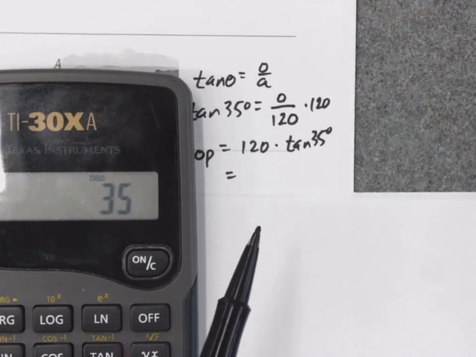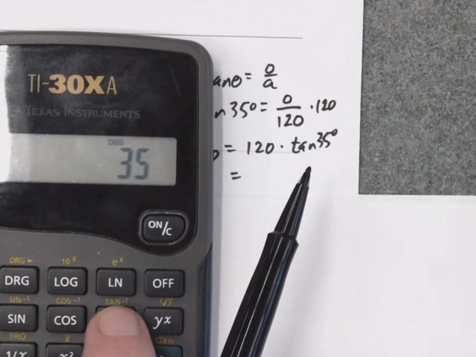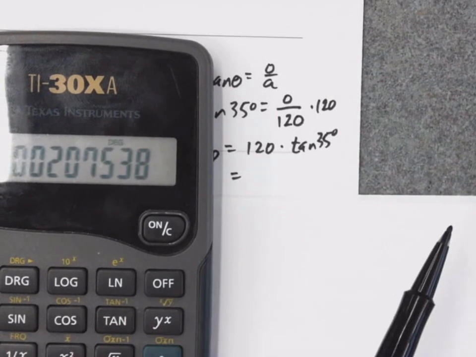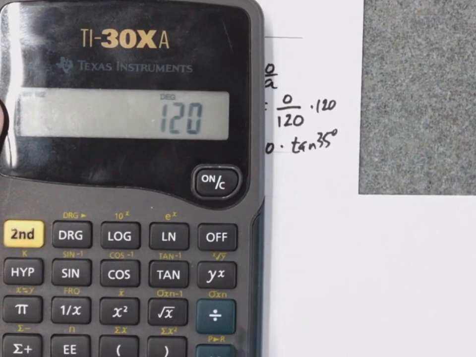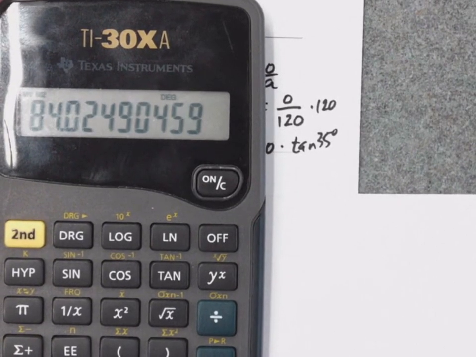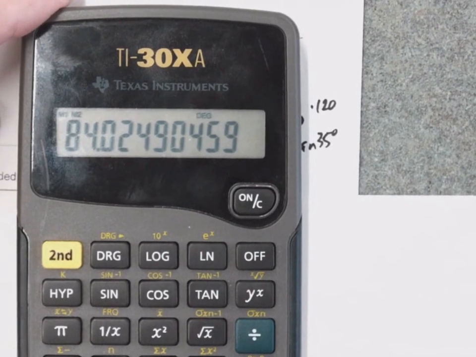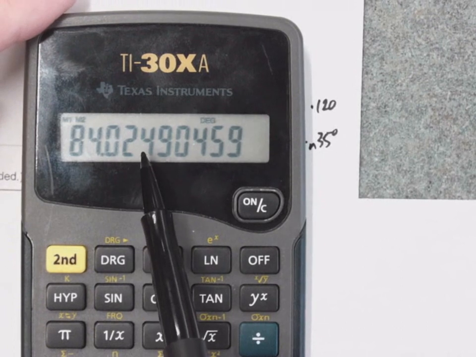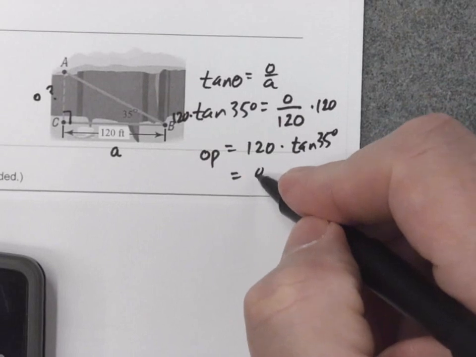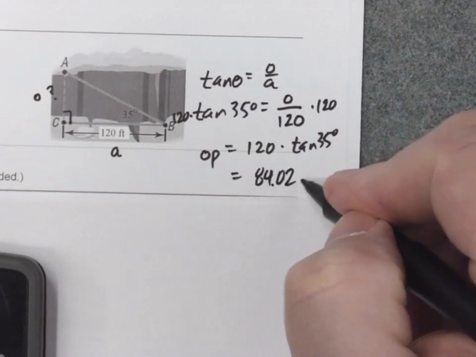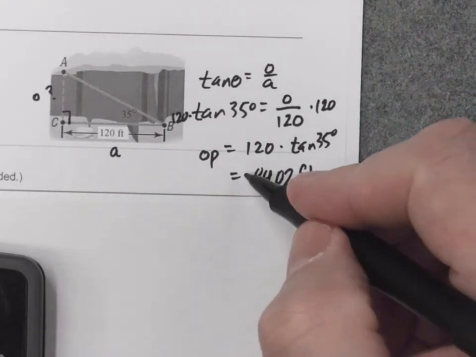So I'm going to say 35. I'm going to hit my tangent key. Right here's my tangent key. Times 120 equals, and that should be the answer. 84.02. The next digit's a 4, so it says 84.02. And that is the correct answer.